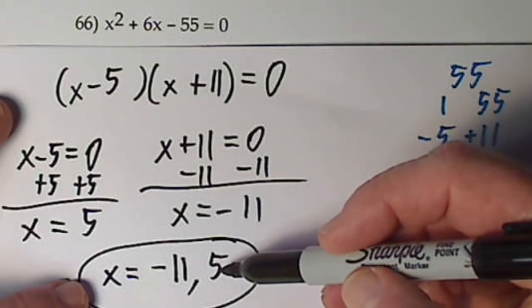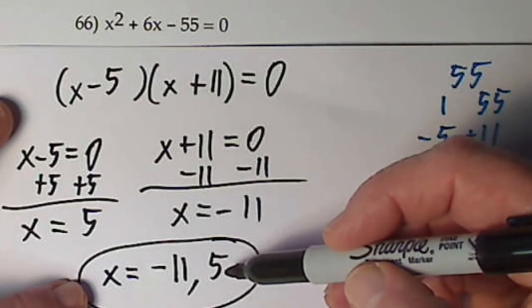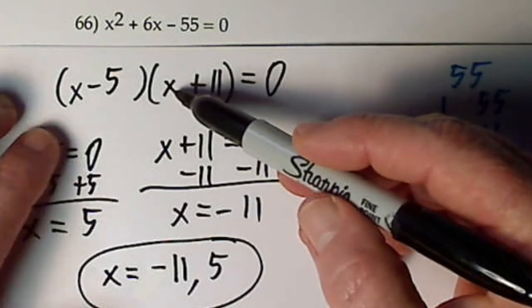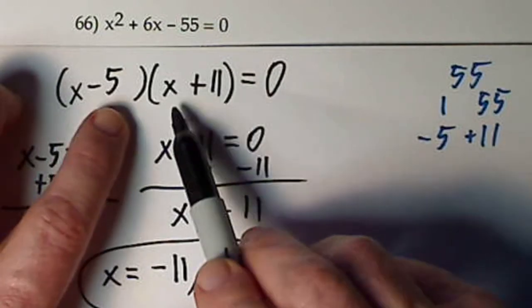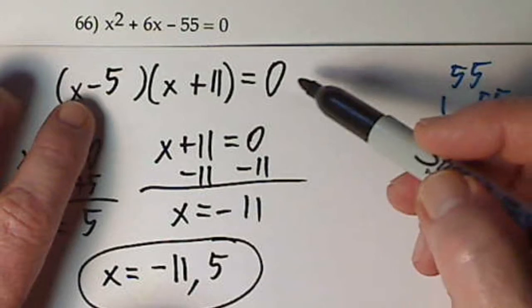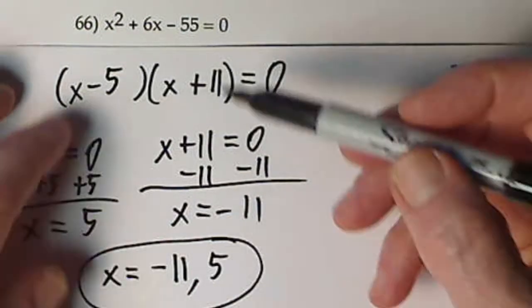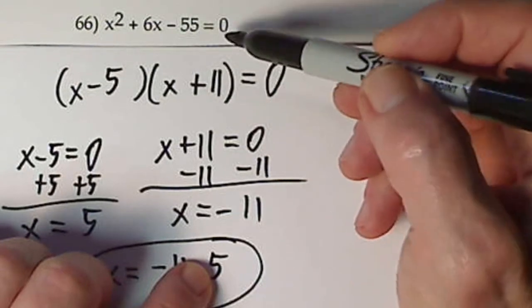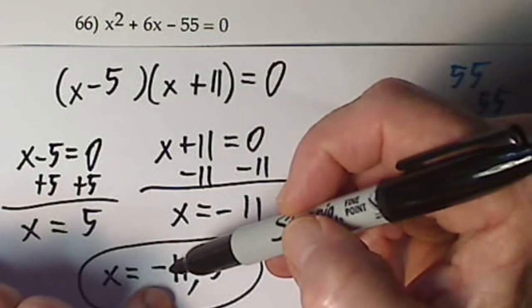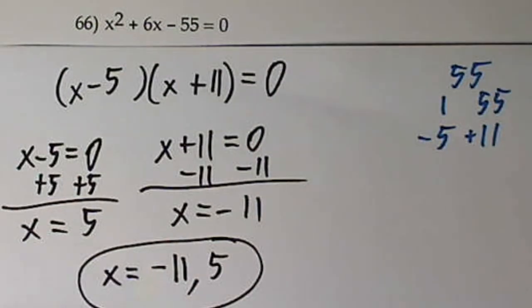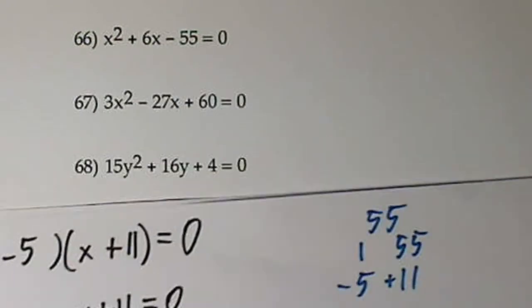And this one might be a little easier to check. You can always check answers if you're solving an algebraic equation. If you plug them in here, you'll see that at least one of these turns into a 0, and something times 0 always gives you 0. In fact, if you plug it in way up here, if you plug a 5 in here and here, you'll get a 0. If you plug negative 11 in here and here, you'll get a 0. Okay, so you can check these. 66. Let's take a look at 67.